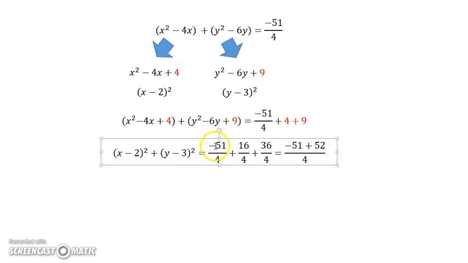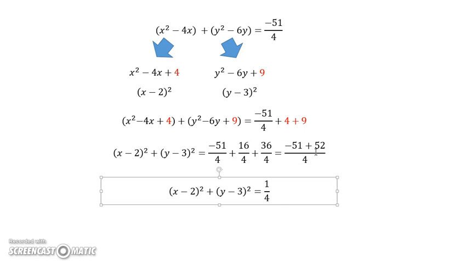And now to simplify, I get negative 51 over 4, and I convert 4 over 4 to 16 over 4, plus our 9 is now 36 over 4, which ends up being negative 51 plus 52 all over 4. If I simplify this further, I get x minus 2 squared plus y minus 3 squared equals 1/4. So now I'm in the right format, so let's interpret what this means.